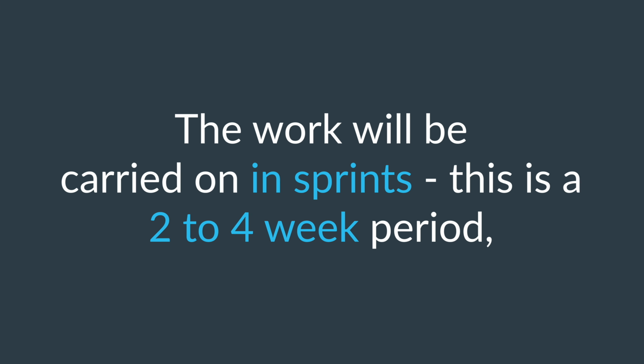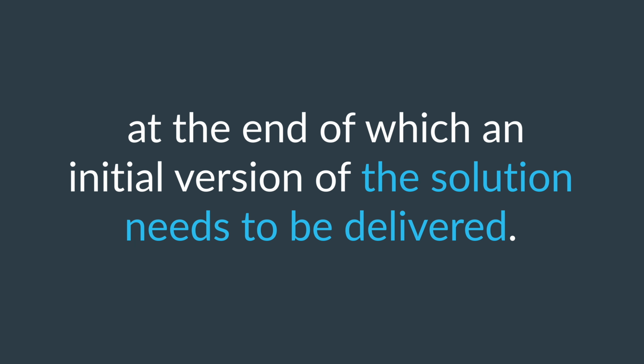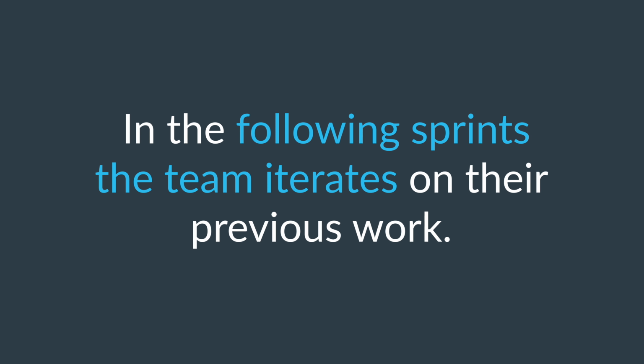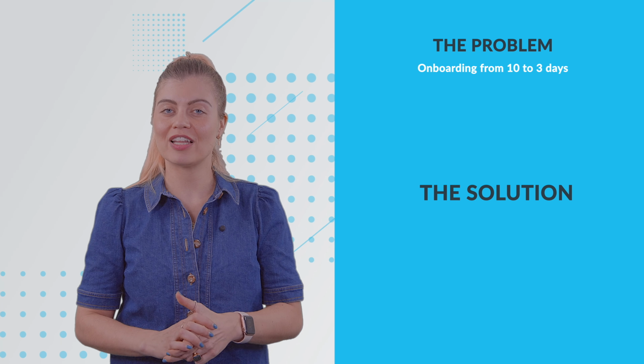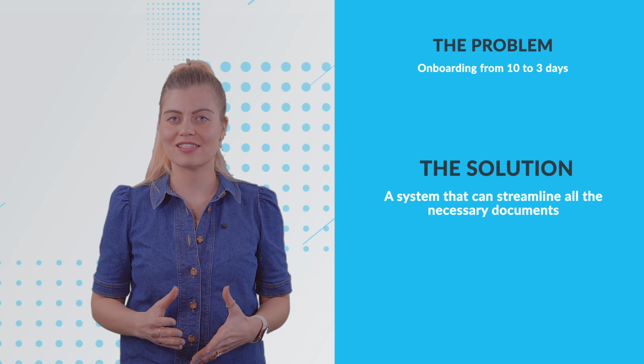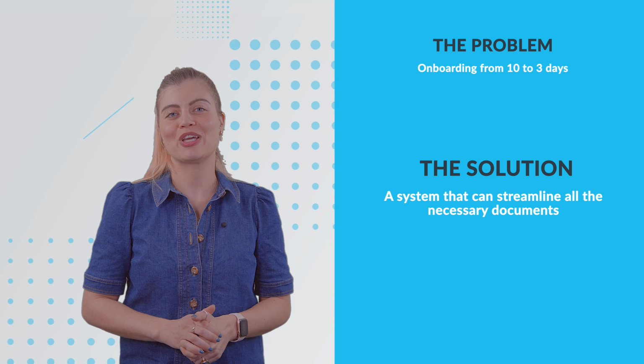But simply put, the work will be carried on in sprints. This is a 2 to 4 weeks period, at the end of which an initial version of the solution needs to be delivered. In the following sprints, the team iterates on their previous work. For example, in our onboarding project, we now know that in order to shorten the time it takes to fill in the necessary paperwork, we need a system that can streamline all the necessary documents and eliminate duplicate information.